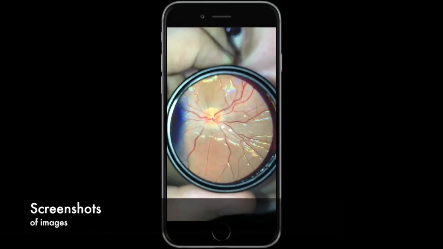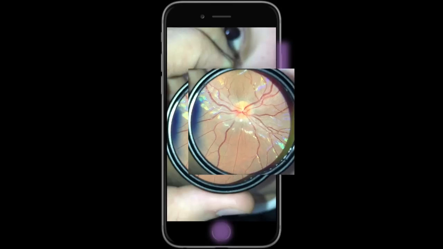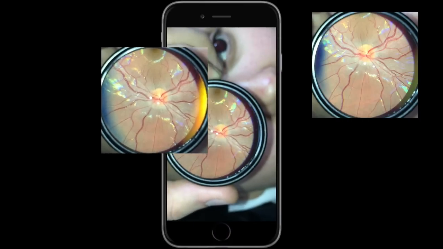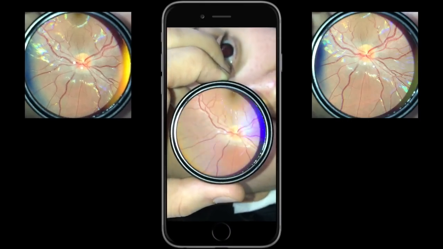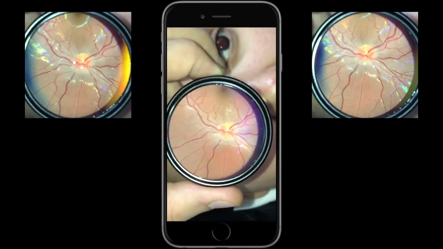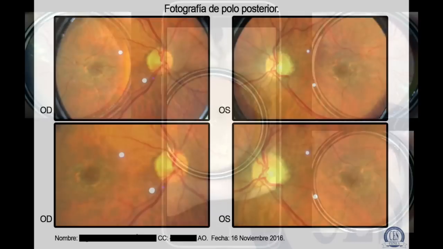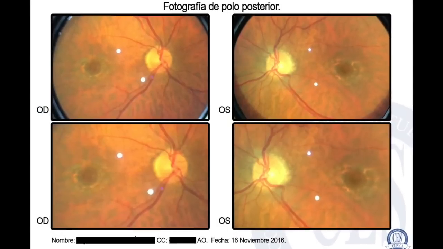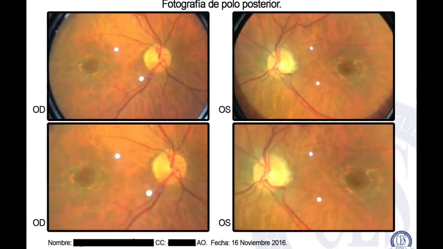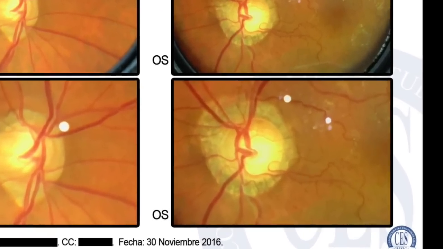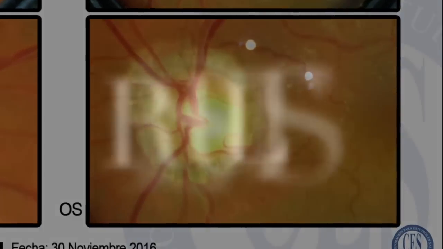Finally, once the video is recorded, you can pause it in the frame you want to capture and take screenshots by pressing simultaneously the home and lock buttons in the smartphone. Here are some example images I've taken.